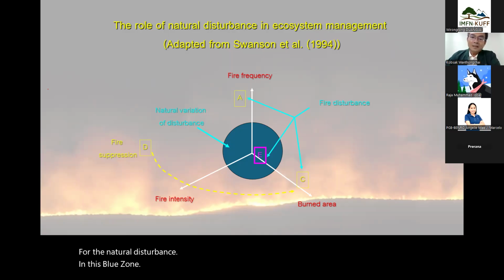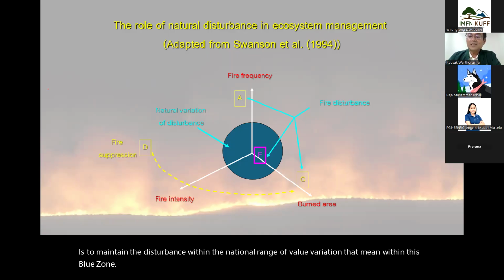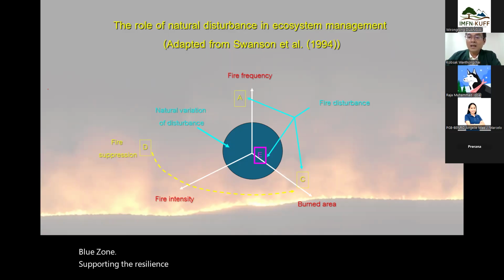So the goal of ecosystem management is to maintain the disturbance regime within the natural range of variation. That means within this blue zone, supporting resilience and biodiversity without allowing them to become too extreme or absent.